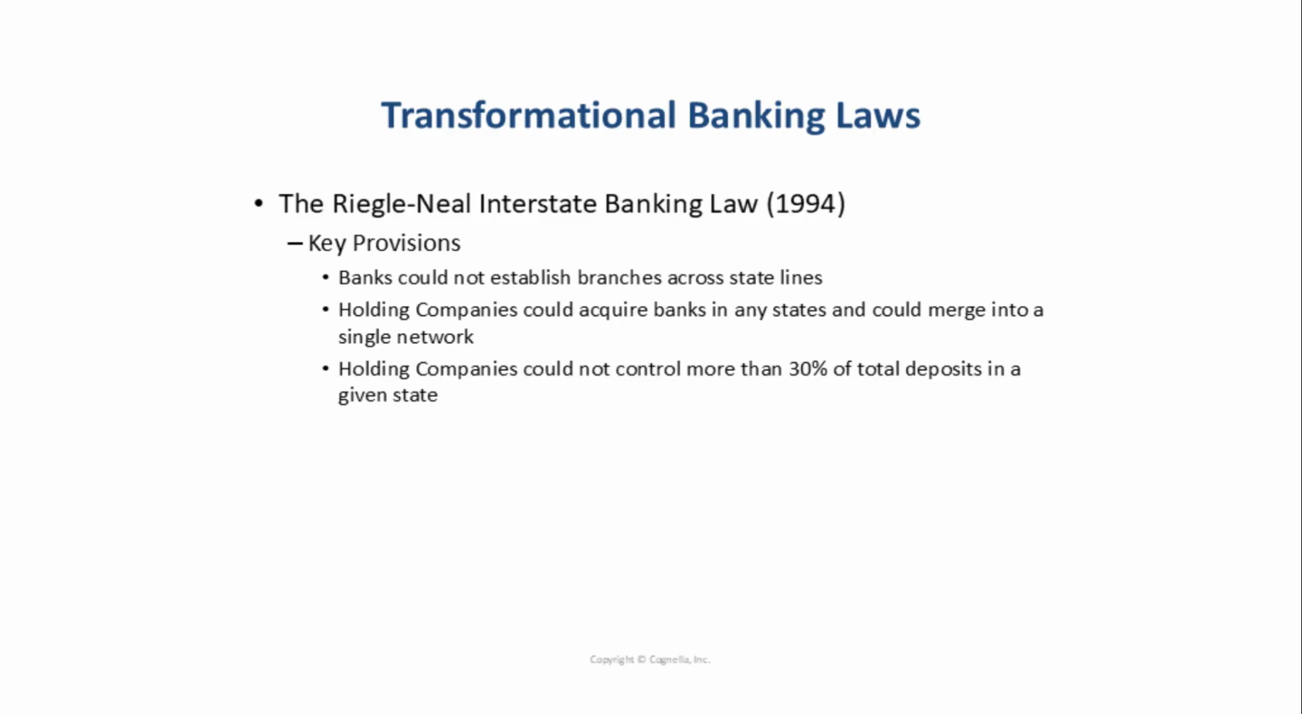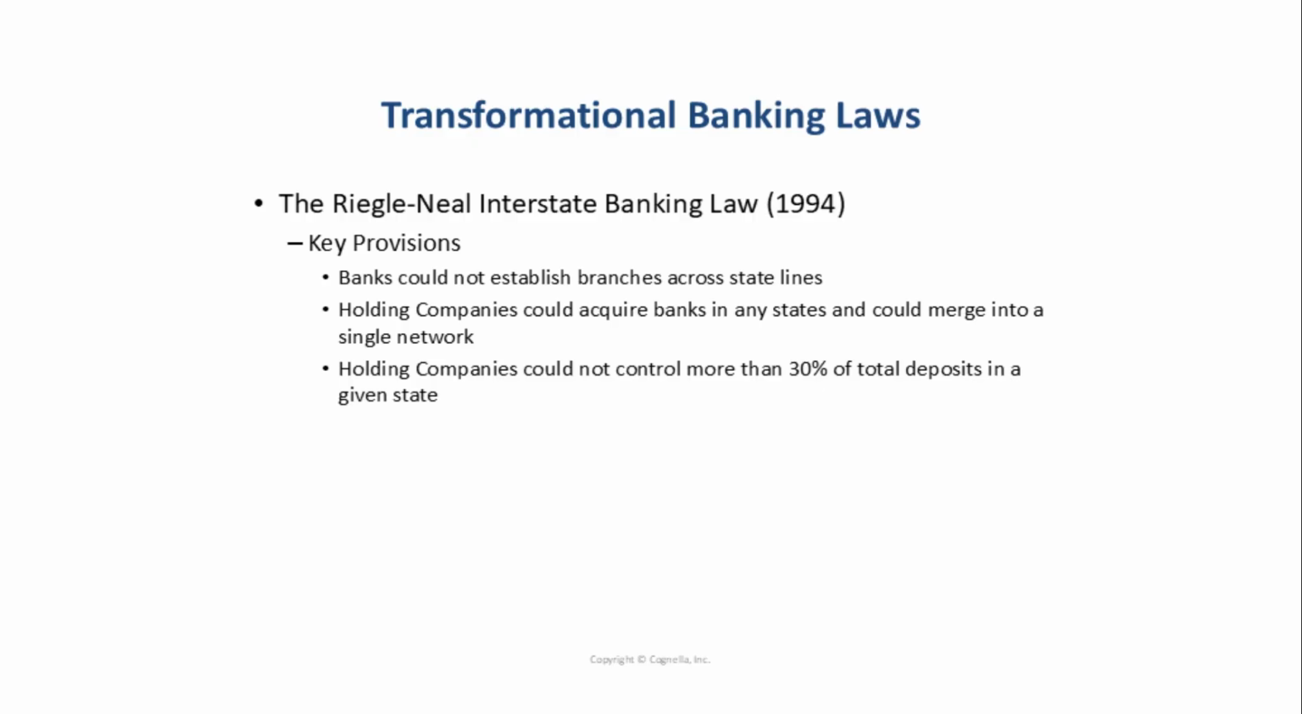The Riegle-Neal Interstate Banking and Branching Efficiency Act of 1994 was a turning point for U.S. banking. Before this law, banks were restricted by state boundaries. For example, a bank chartered in Georgia could not just open a branch in nearby Florida. This kept the industry fragmented into thousands of smaller, often regional banks.